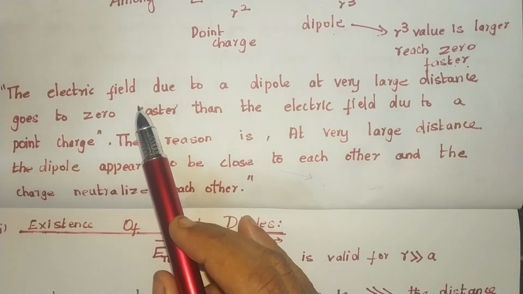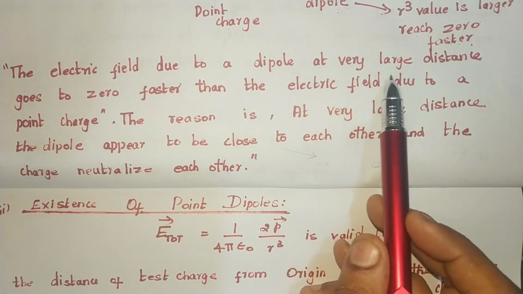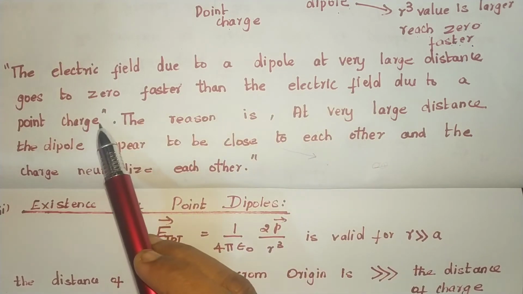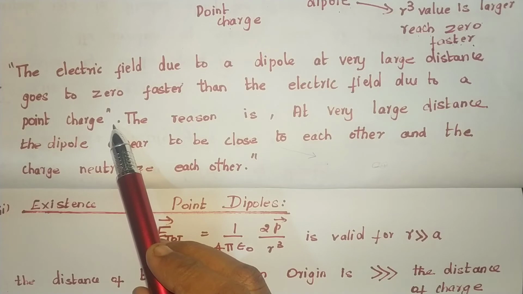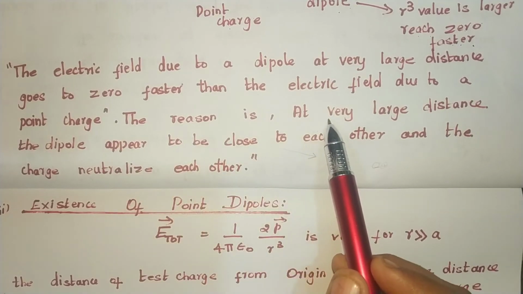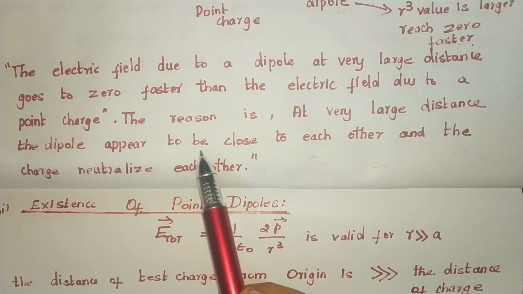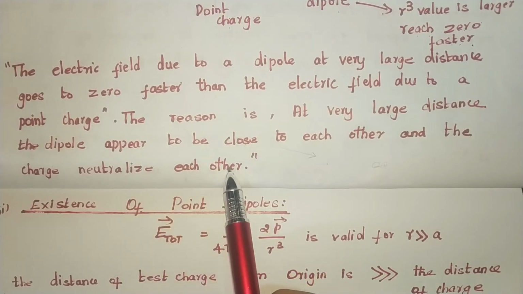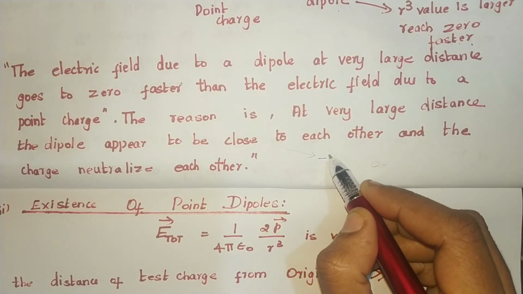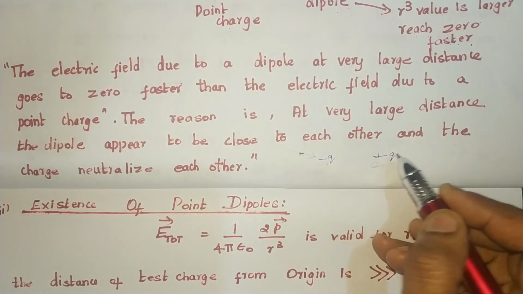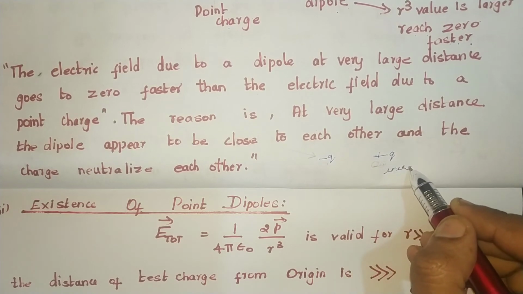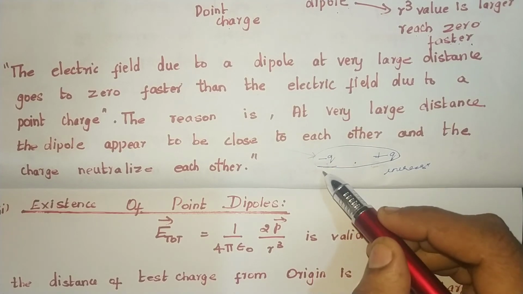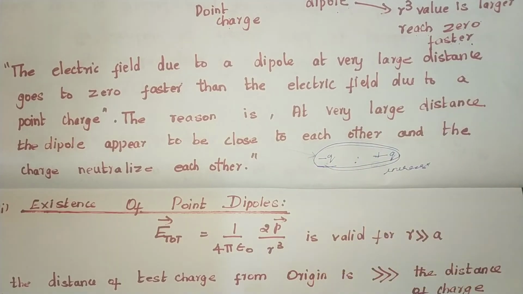The electric field due to a dipole at very large distance goes to 0 faster than the electric field due to a point charge. But what is the reason? At very large distance the dipole appears to be close together and the charges neutralize each other. So it exists only at a particular distance. So as distance increases, at farther distance what happens? They get close to each other and they neutralize each other.